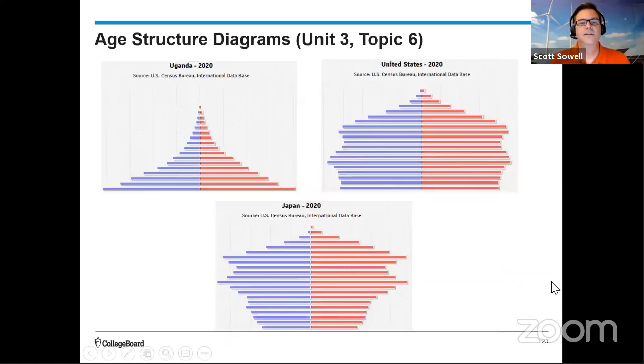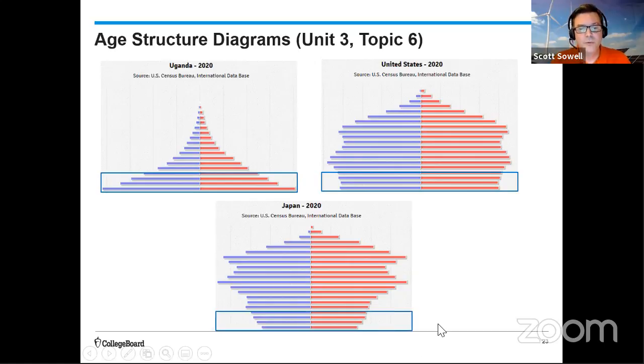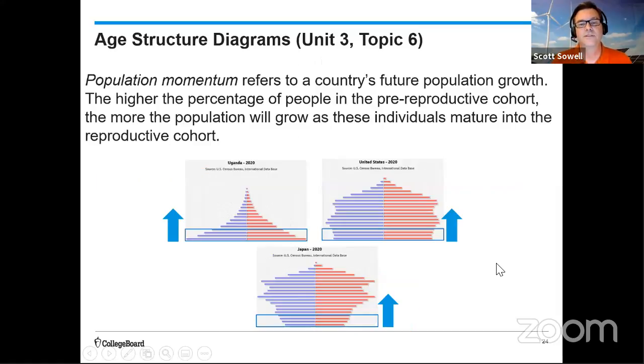All right, so let's look at these three age structure diagrams and look at that particular grouping. So if we look at Uganda, the vast majority of this age structure diagram is composed of this young pre-reproductive group. As opposed to the United States, it's almost in line with some of the other cohorts above it. Whereas Japan, this pre-reproductive group is much smaller than what we have above. So these three countries give us an example of what we can do by looking at that pre-reproductive stage.